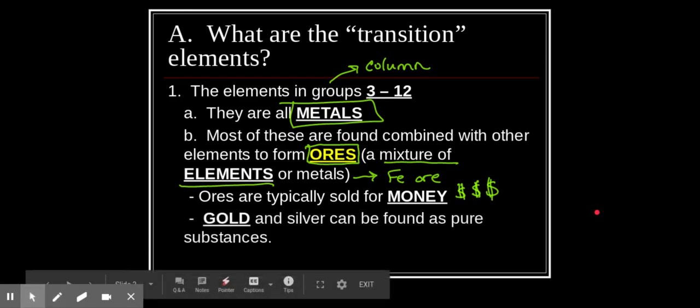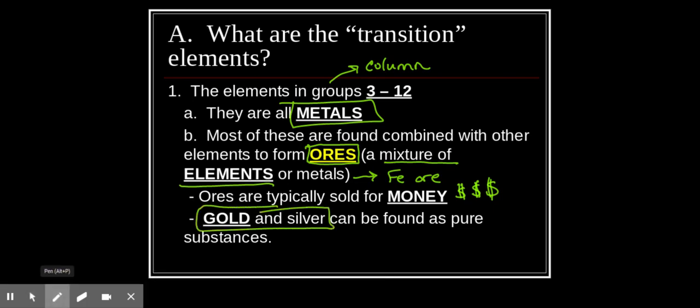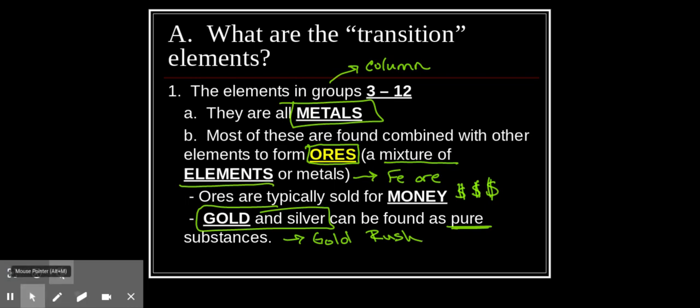Now, there are some exceptions to this rule, and for example, two of those are gold and silver. Those can be found pure a lot of the time. This is actually seen in the gold rush that happened in the 1800s, where a bunch of people found gold or veins of gold in California, and it led to a big westward expansion because they all tried to go out there to find gold and get rich.